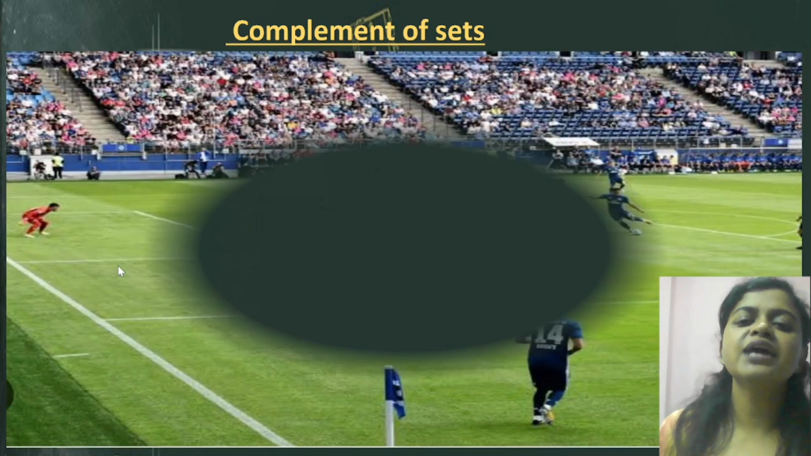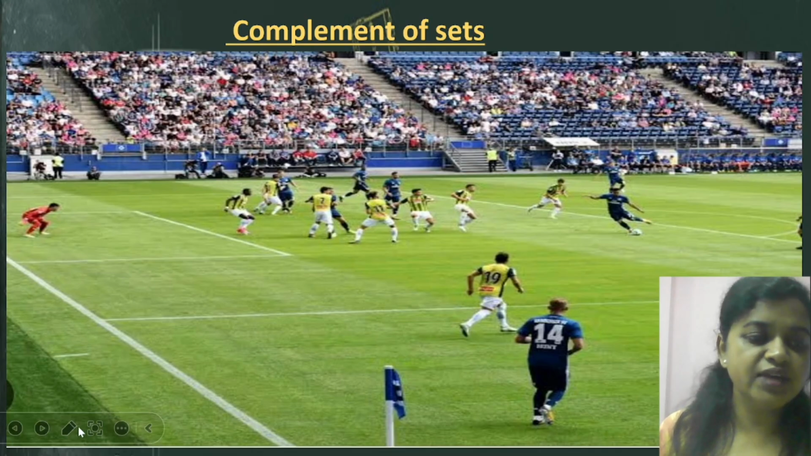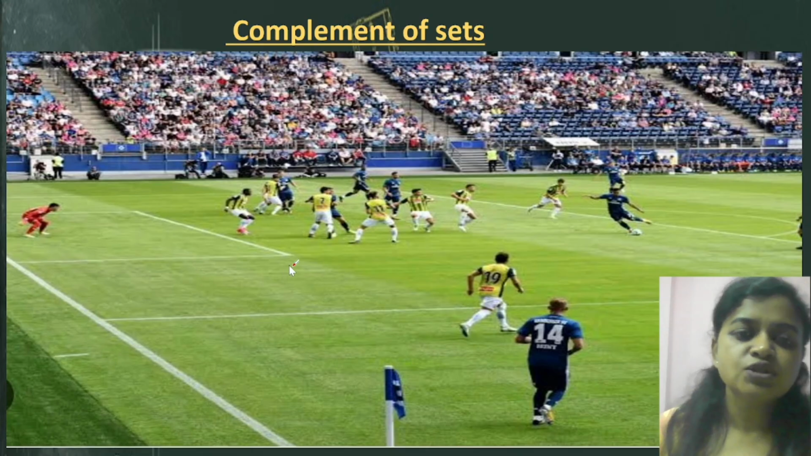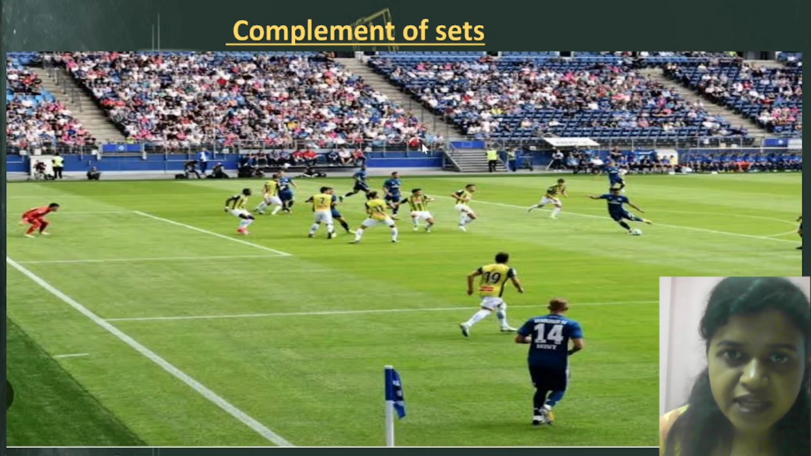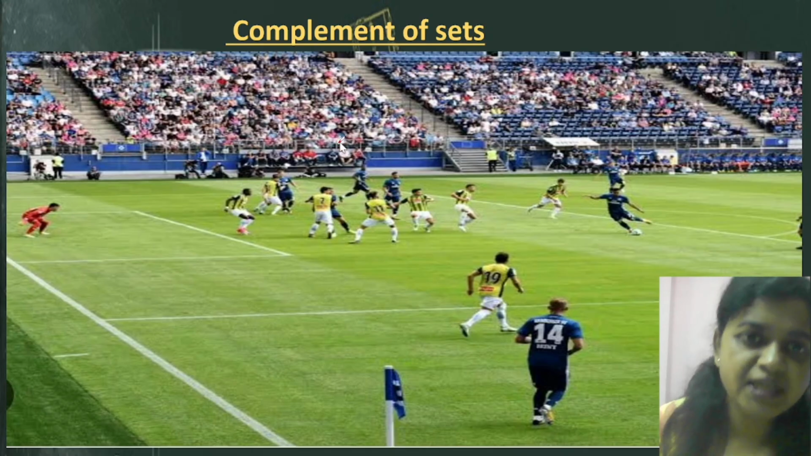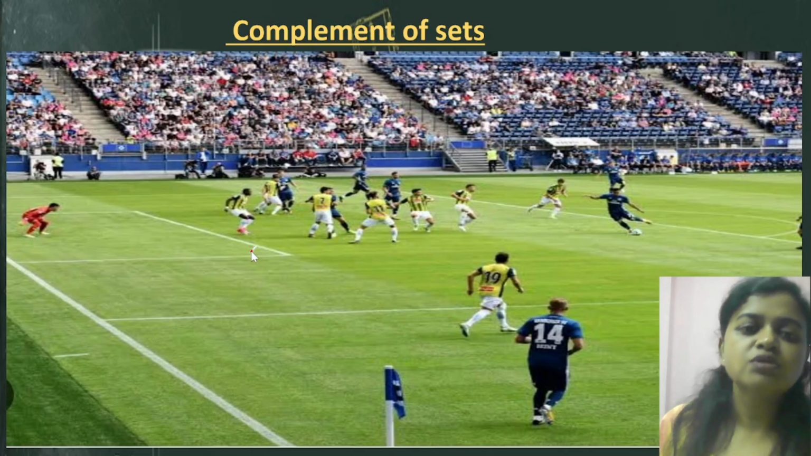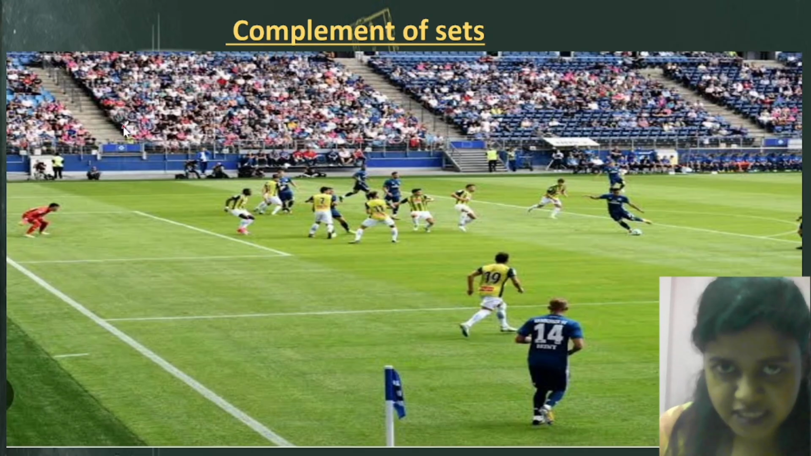Suppose we are in a football playground, and we can see the footballers, and the audience sitting outside the playground. But this is a part of the playground. The audience is also part of the playground. So we can consider this whole scenario as the universal set.